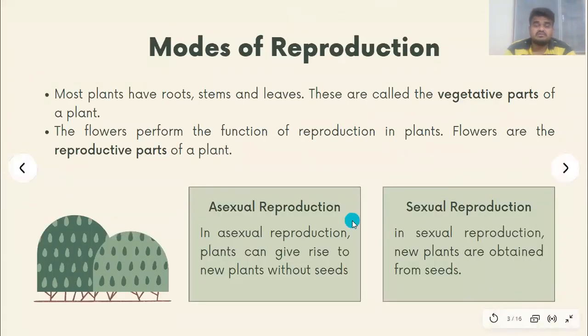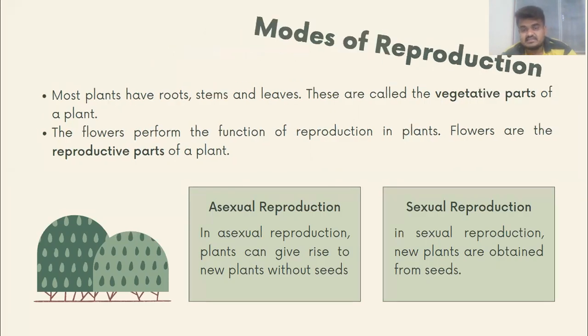After this, these are the modes of reproduction, in which we have studied about vegetative parts, reproductive parts, asexual reproduction, and sexual reproduction. Mainly, in asexual reproduction, plants can give rise to new plants without the use of seeds. And in sexual reproduction, new plants are obtained from seeds.